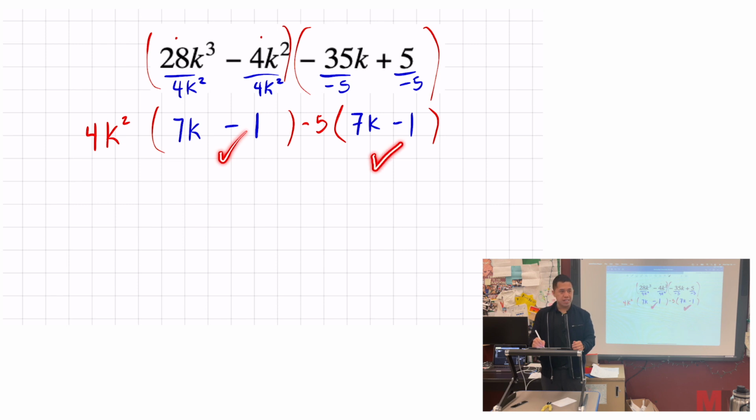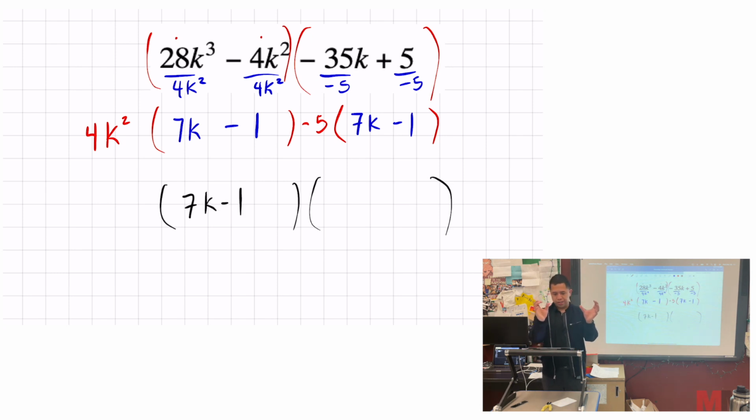If these are not the same, then you did something wrong. You probably didn't divide by the biggest number. 7k minus 1, and whatever you took out in the front, 4k squared minus 5.